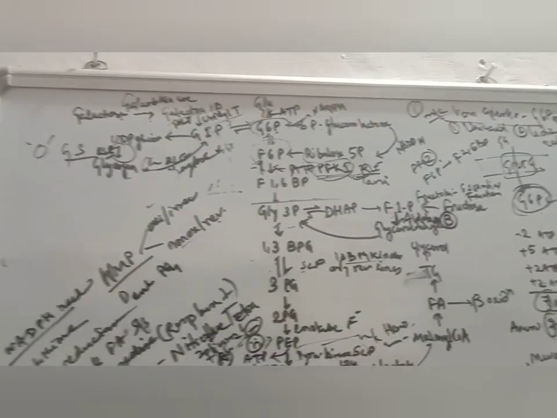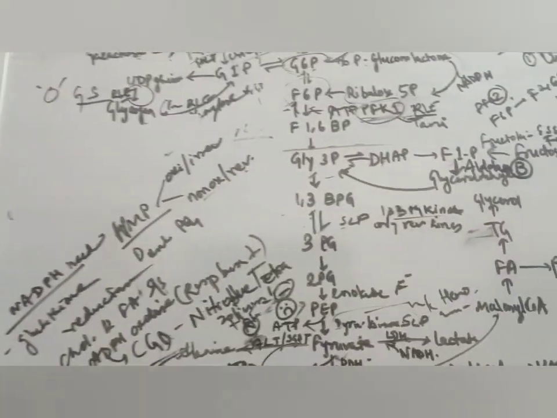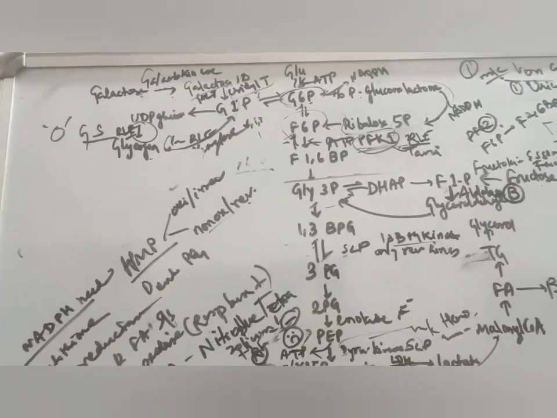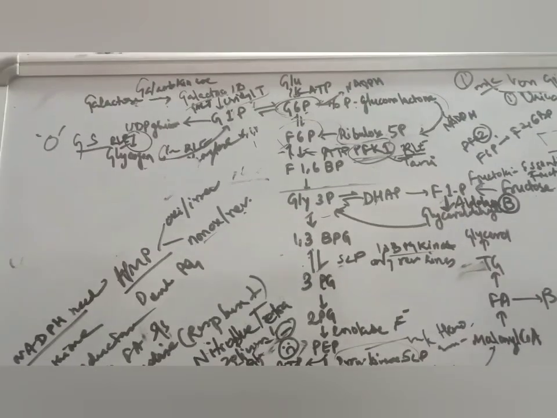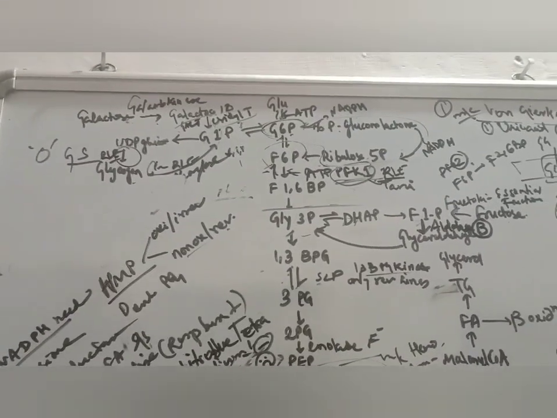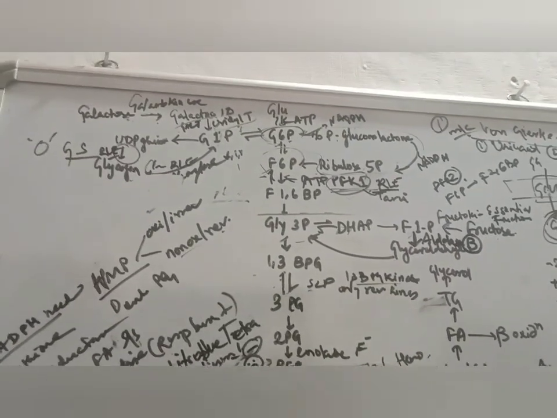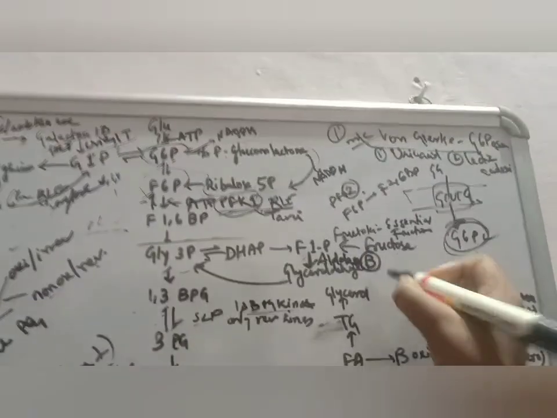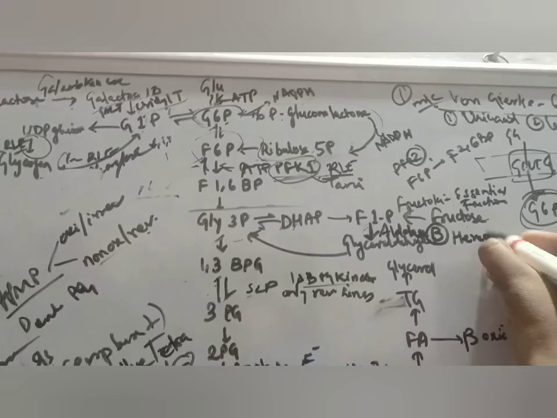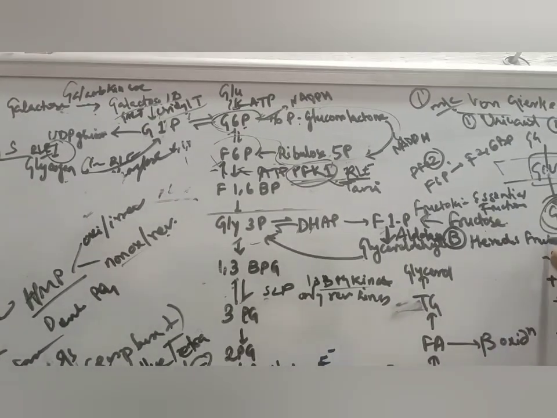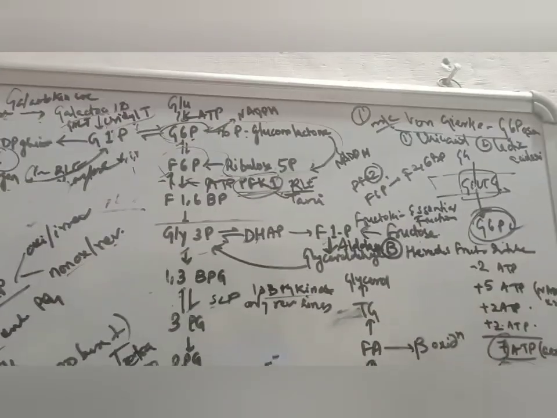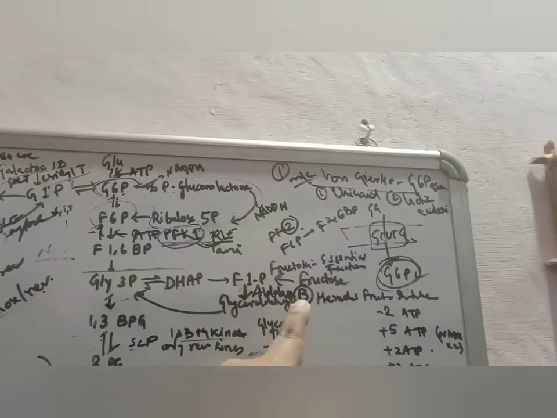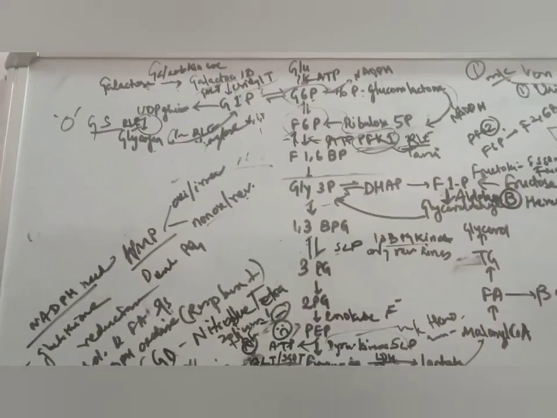Okay, why I want you to remember this word B is because if there is a B, there is also an A. So where is A? Aldolase A is in the muscle and aldolase B is in the liver. And if this liver aldolase is deficient, then it will lead to hereditary fructose intolerance. Aldolase B deficiency, that is from fructose 1-phosphate to glyceraldehyde, that will be blocked.